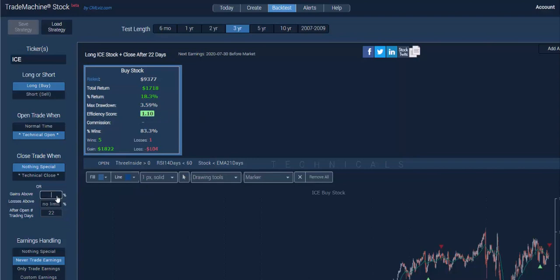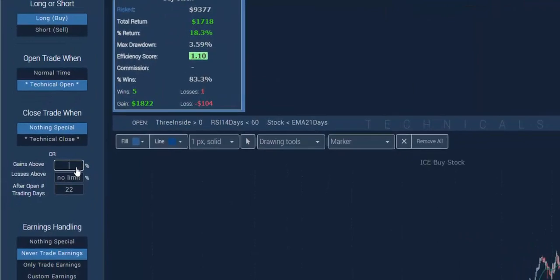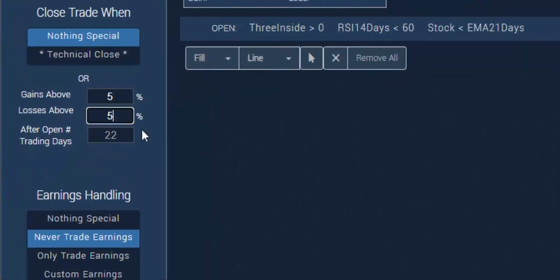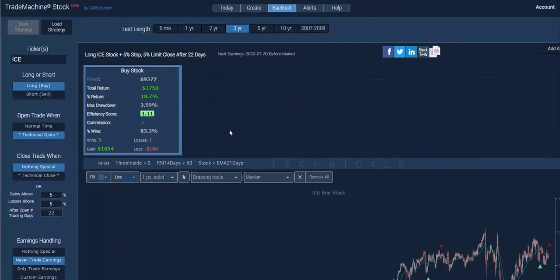We can go ahead and try and put in some stops and limits just to have some risk controls. Put a 5% limit and a 5% stop, and we can see virtually no change. The efficiency score went up just a little, but it's probably best to at least contemplate having tight risk controls.